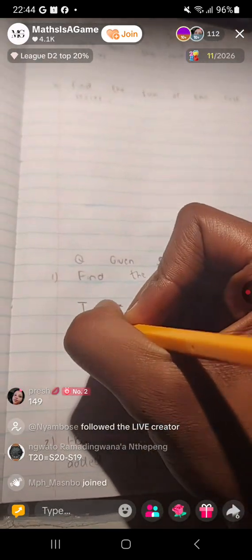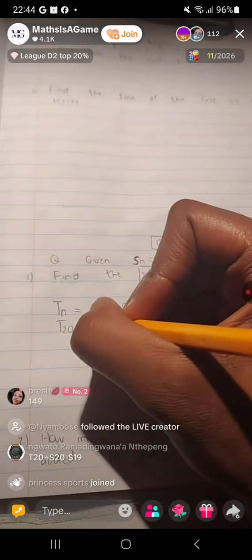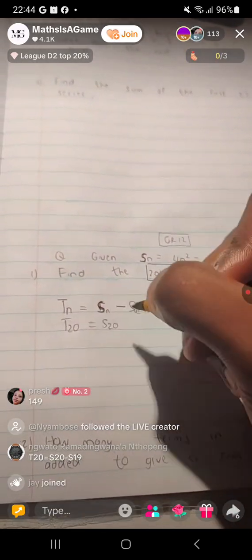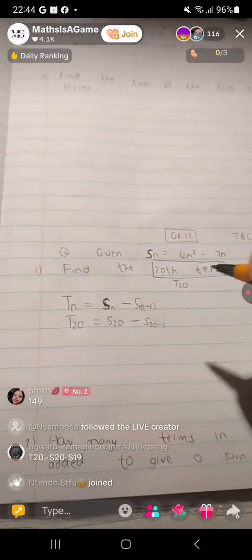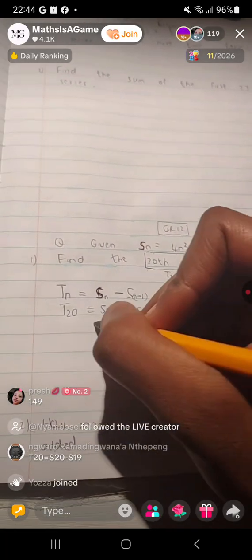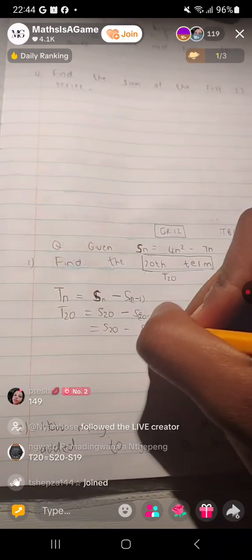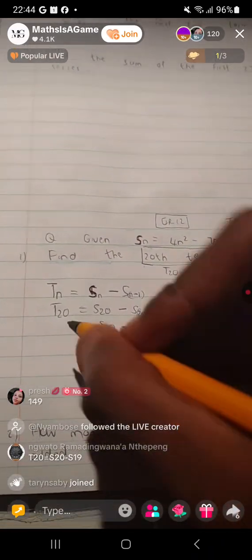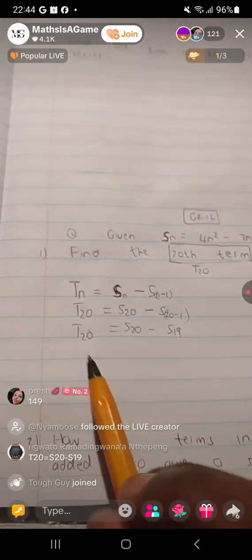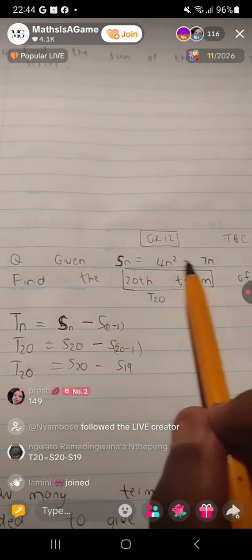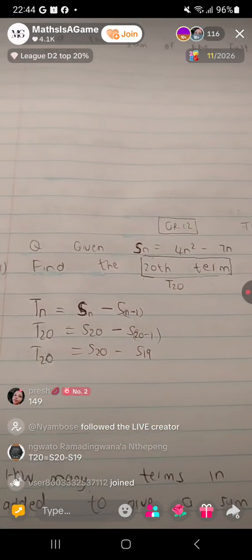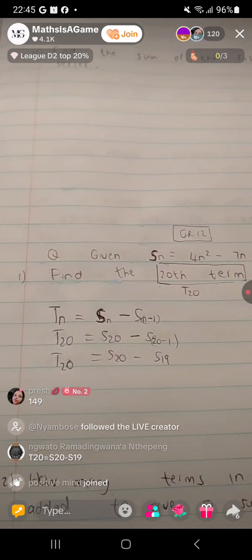If we want term 20, we need to say the sum of the first 20 terms minus the sum of 20 minus 1, which is basically what? That's S20 minus S19. That is how we find term 20 using the sum of n terms, right?